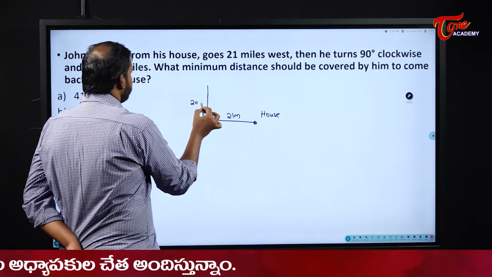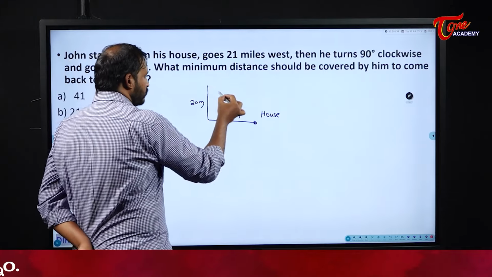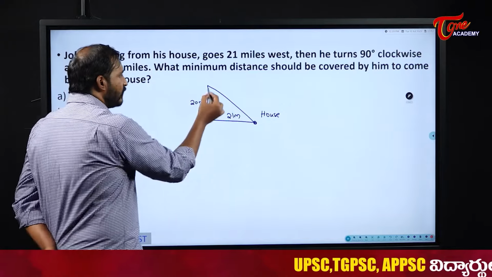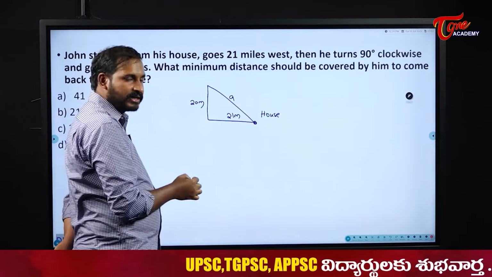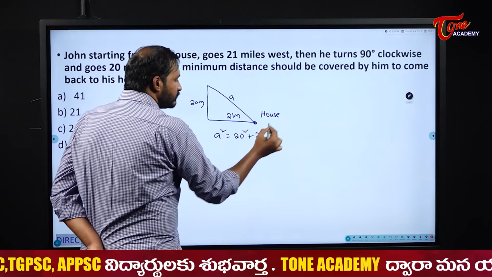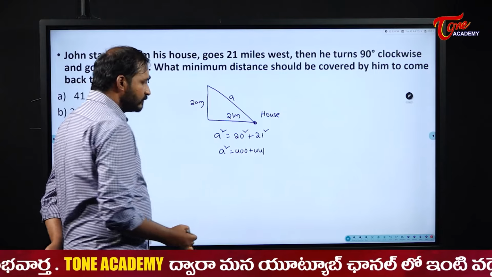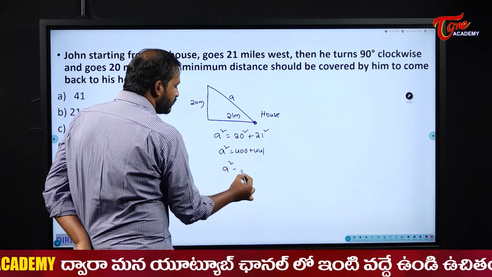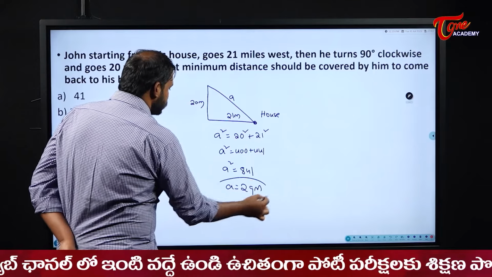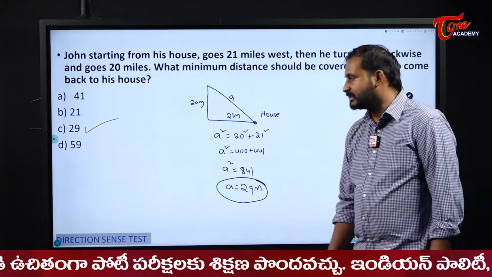What is the minimum distance that should be covered by him to come back to his house? That is the question, students. See, this is exactly a Pythagoras theorem. So, A square is equal to 20 square plus 21 square. So, A square will become 400 plus 441, which is 841. So, A value will become 29 miles. So, you need to cover 29 miles to come back to his house. A simple question.